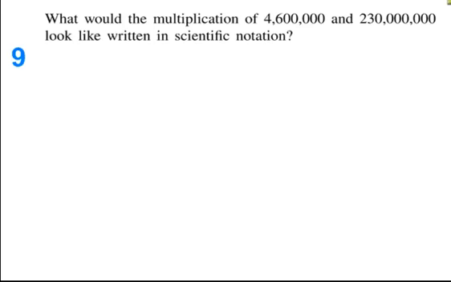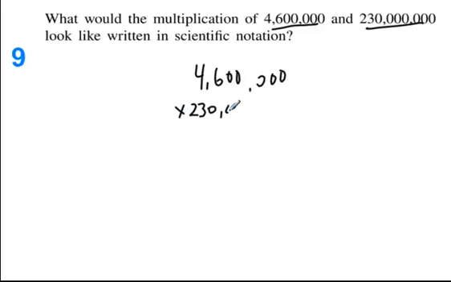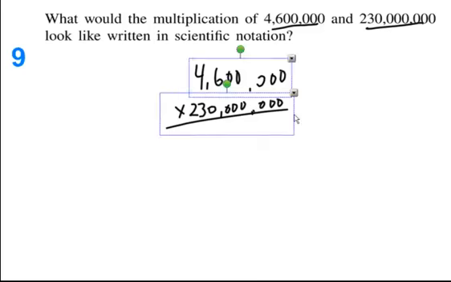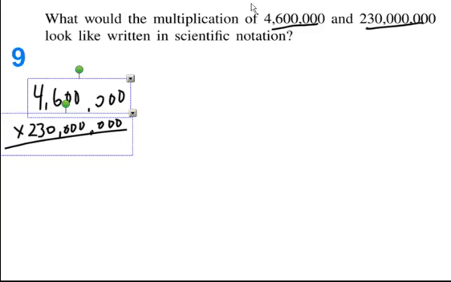Number 9, what would the multiplication of 4,600,000 and 230 million look like written in scientific notation? Well, of course, we could multiply these two numbers together. On a calculator, if you have a large enough screen, it would work out. But the whole purpose of scientific notation is to be able to multiply or divide these large numbers without all the digits. So I'm not going to do that. I'm going to take this, and I'm going to change each of these into scientific notation.